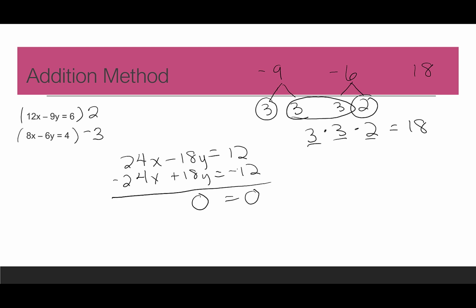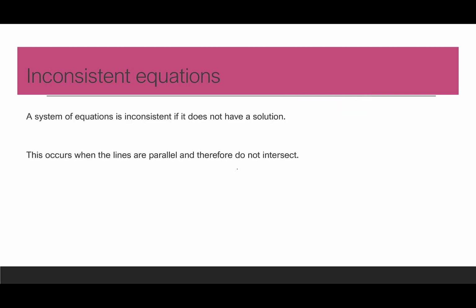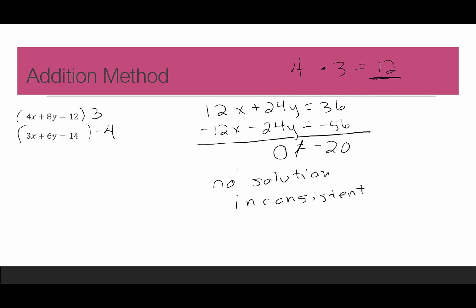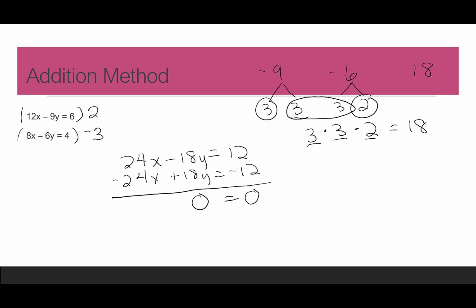So this is kind of like what we did last time, but a little different. Last time we had 0 is negative 20. That doesn't make sense. This time we have 0 equals 0, which makes sense. So this says these are the same lines. 12x minus 9y is 6 and 8x minus 6y is 4 overlap each other. They're the same line. So what we want to say here is this is an identity. With identities, there are infinitely many solutions.